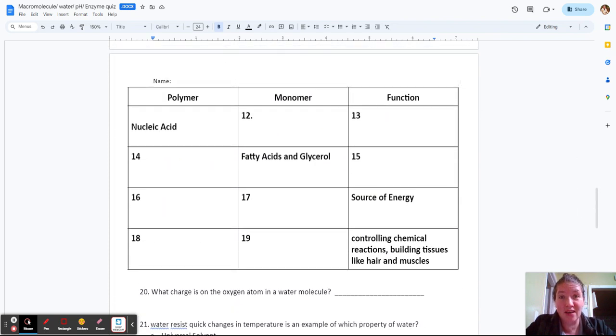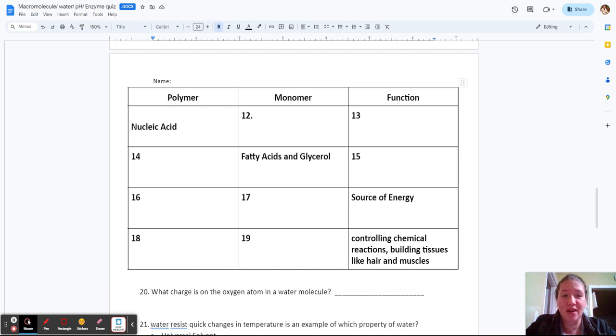All right, so now we're going to take a look at our chart here. So we have our polymer, monomer, and the function. So if we start with our nucleic acids, the monomer was nucleotide, and the function was storing the genetic information or having the instructions to build the things the cell needs. Our next row has the monomer of fatty acids and glycerol. The fatty acids is our clue here. That tells us it is a lipid. So our polymer is lipid, and our function is going to be as a barrier.